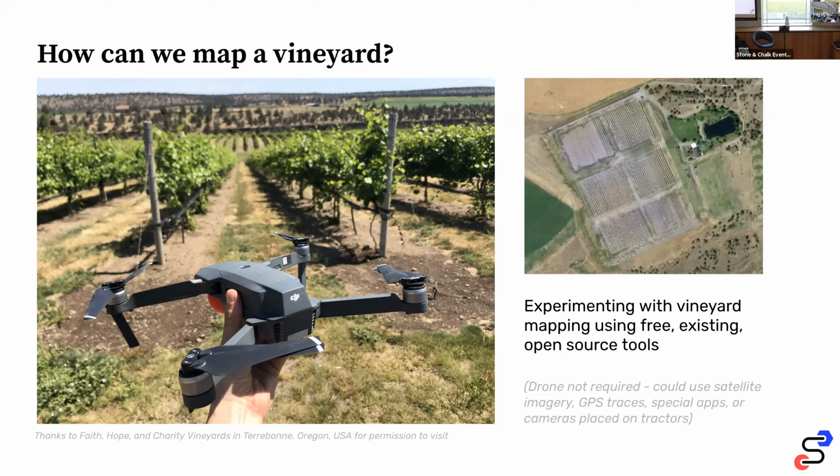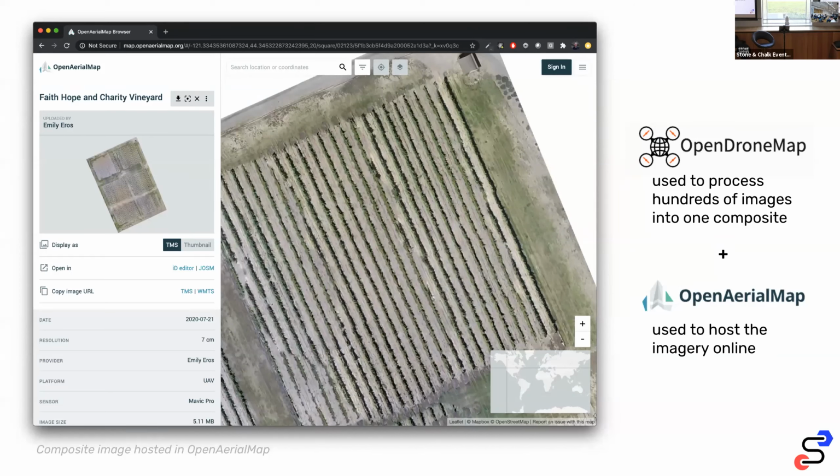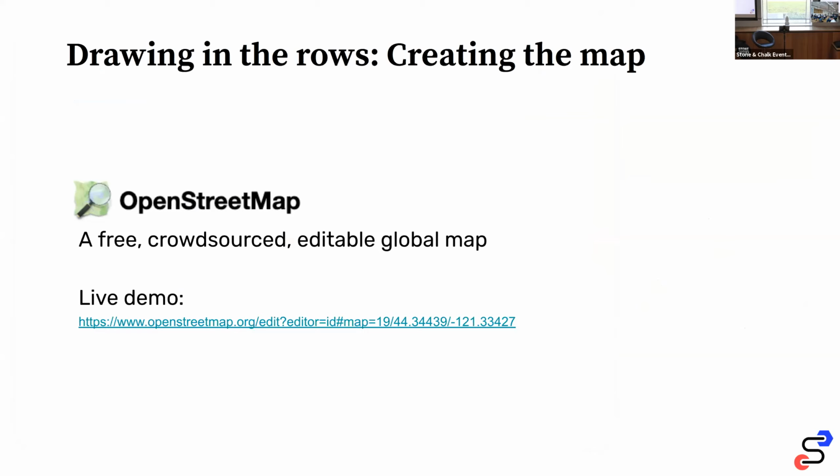I used some open tools to do this, a couple of software packages called OpenDroneMap and OpenAerialMap. One of them turns it into a little mosaic, and then OpenAerialMap is a place where I can put that out on the internet and host it so that I could pull that down from it in other places. So then I've got the image, and now I just have to create that map data. And to do that, I use something called OpenStreetMap.